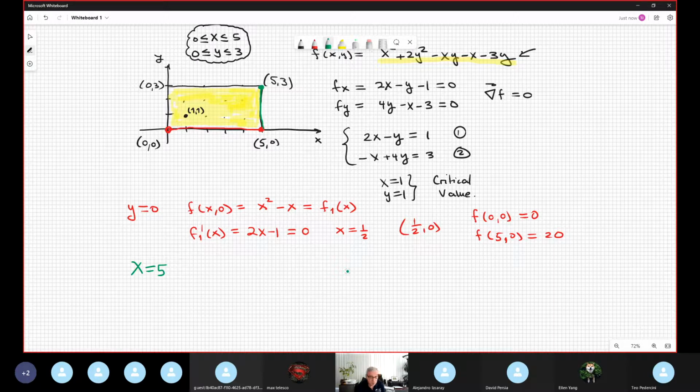Okay, so now you evaluate f at 5 comma y, no? Because y in this case is a variable. So plugging in here, we have 25 plus 2y squared minus 5y minus 5 minus 3y. We combine like terms, and we get 20 plus 2y squared minus 8y. Yeah, I call this one f2. It's a function only of y.